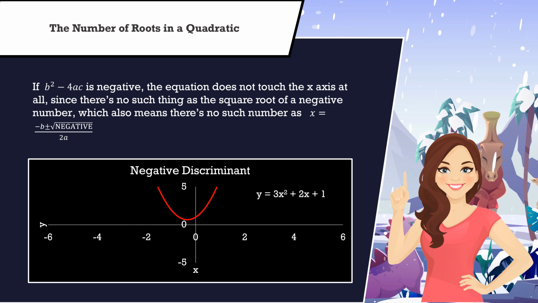If b squared minus 4ac is negative, the equation doesn't touch the x-axis at all, since there's no such thing as a square root for a negative number, which means there's no such thing as x is equal to minus b plus or minus the square root of a negative over 2a.